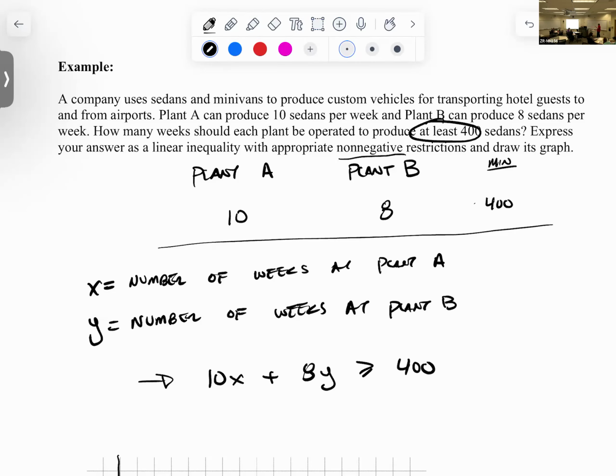For it to be strictly greater than 400, what would it have to say? It wouldn't say at least 400 sedans, it would just say to produce 400, right? Well, that was if equality. What if I wanted to say greater than 400? What would the wording be? More than 400, right? Less than 400, at most 400. So again, those differences change the direction the inequality faces and whether it has an equality with it or not.